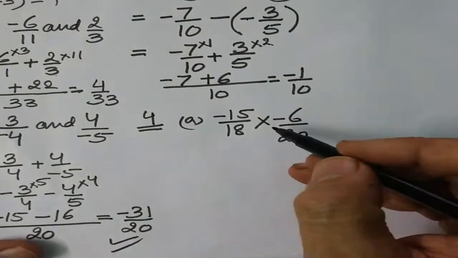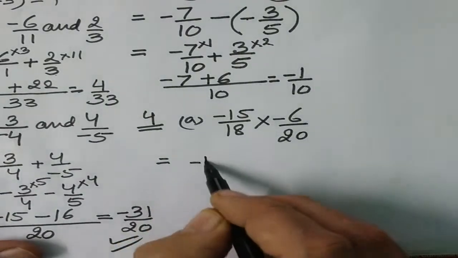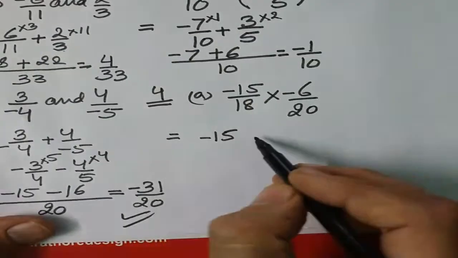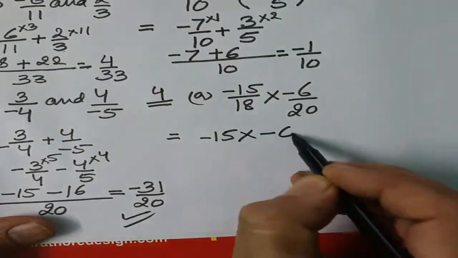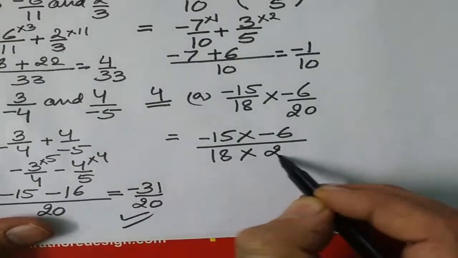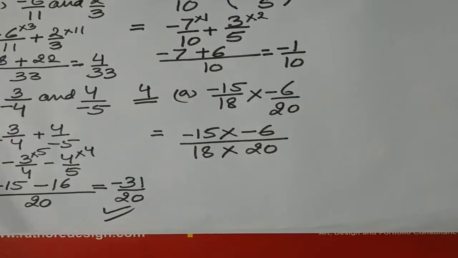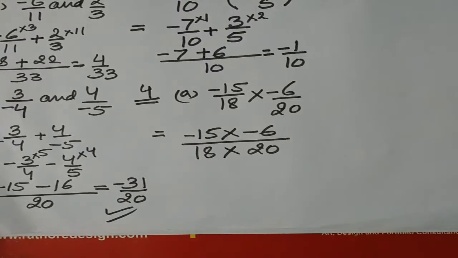So how will you simplify? In fraction, the meaning of this number is minus 15 multiplied by minus 6 upon 18 into 20. If you have confusion in how to solve, then see the steps again, and you will have your doubts cleared.